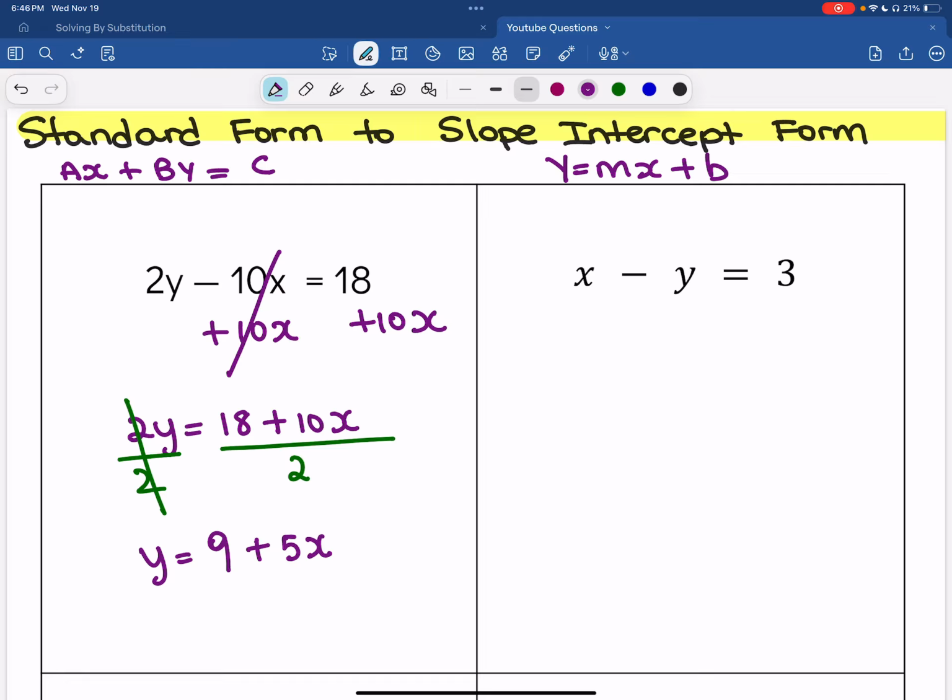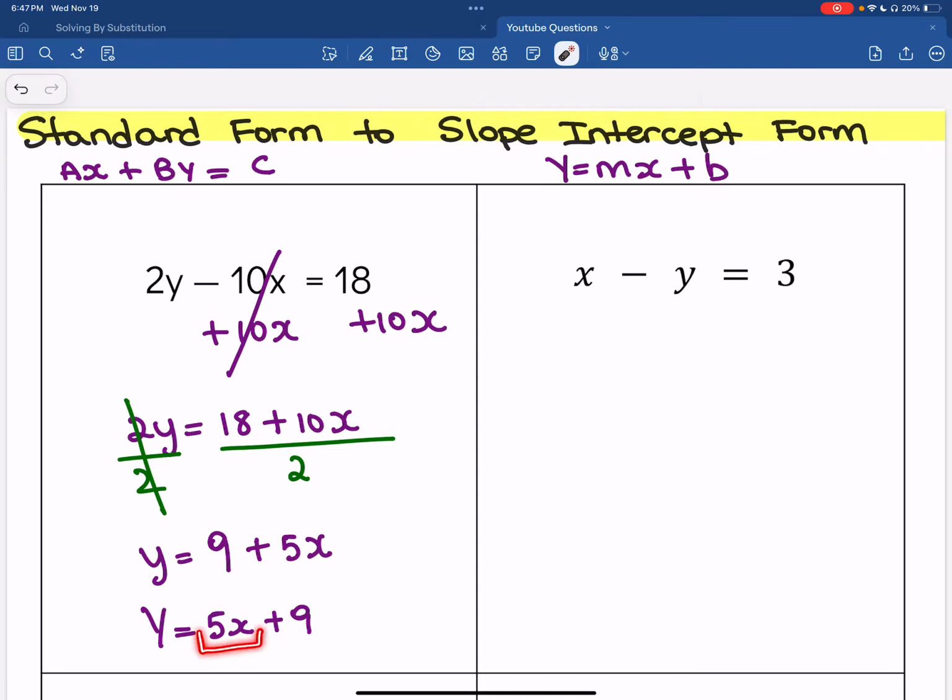So here it's in the form y equals, but it's not fully in slope-intercept form because slope-intercept form is y equals mx plus b. We would need to write the slope first. So if we put it completely in slope-intercept form, we would have y equals 5x plus 9, right? Where we write our slope first. That 5x goes first. So now it's in the form y equals mx plus b, where m is our slope and our y-intercept is 9. But essentially, these two are the same equations. It's just that this one is completely in slope-intercept form.